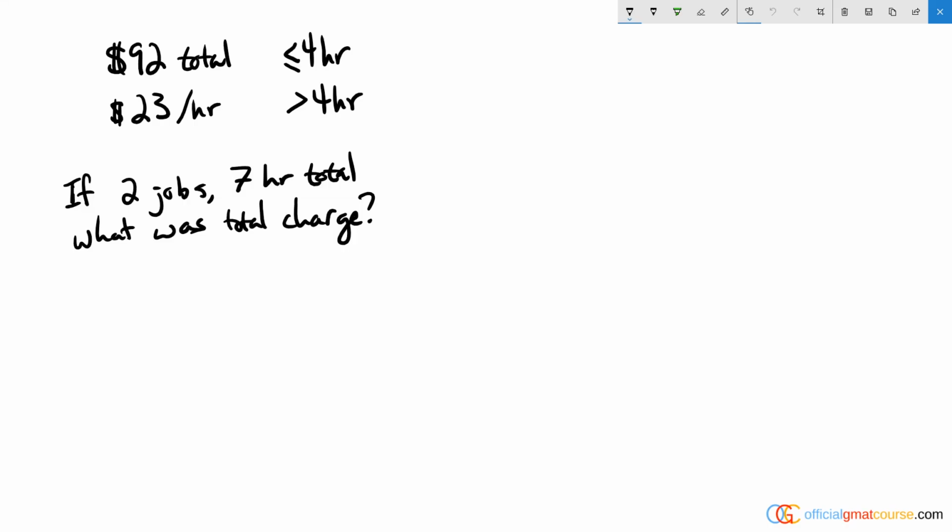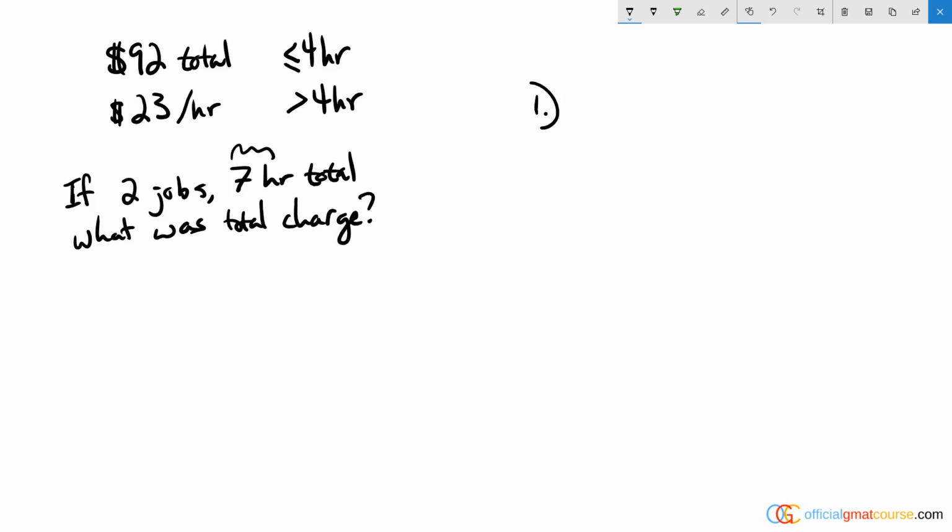Okay, so remember our data sufficiency strategy here. We are not trying to solve this out. We're trying to determine if we can solve this out. And so we have a question which asks us if a certain plumber charges $92 for each job, and then $20 if it's 4 hours or less, and $23 per hour if it's over 4 hours, and he does 7 hours of work across 2 days, what was the total charge?